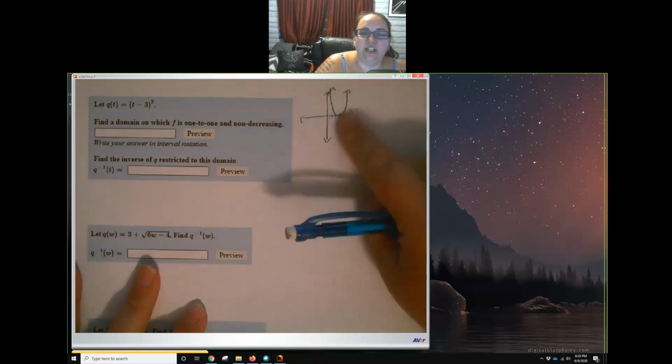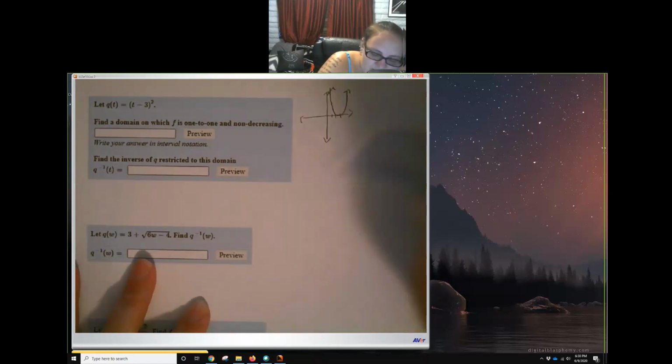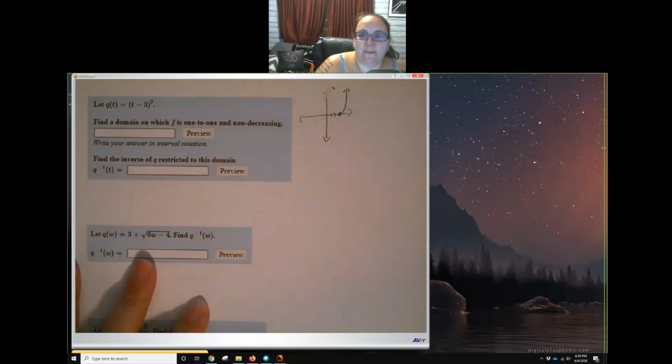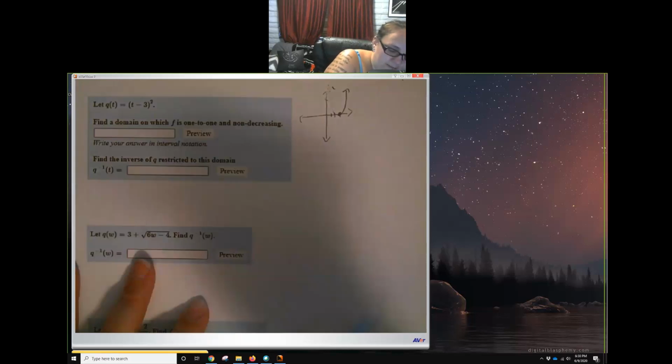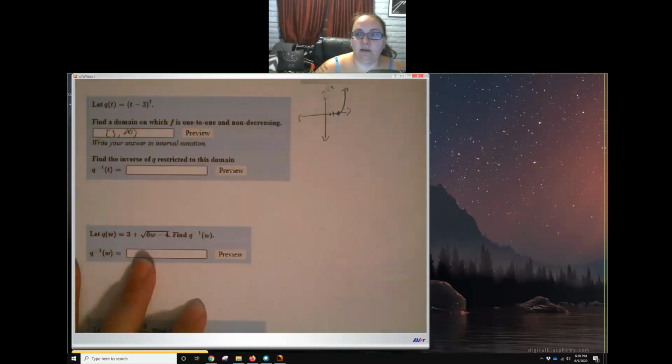So what we need to do is we need to restrict it down to only the increasing part so that it does have an inverse. So if I took away everything that was decreasing, it would start right here at the vertex. So the domain on which this is one-to-one is going to be 3 to infinity.